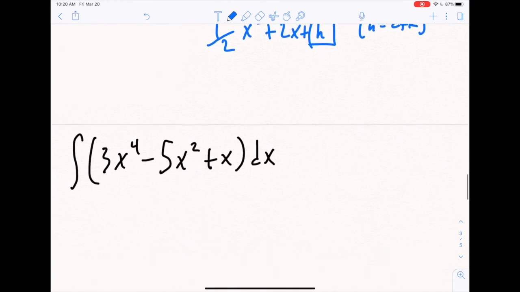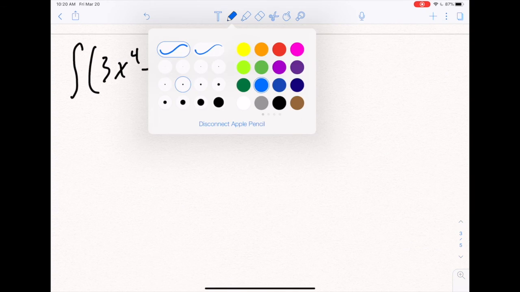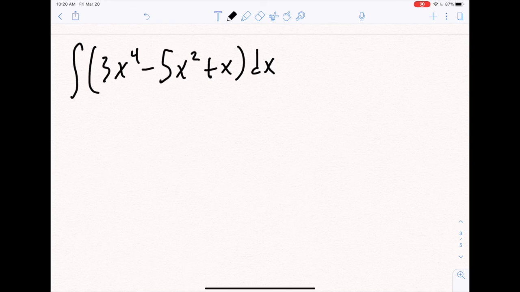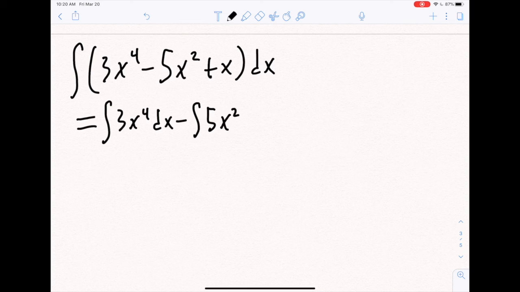Let's take a look at one final example here for this video. We want to find the integral of 3x to the 4th minus 5x squared plus x dx. So remember, integrals work really nicely over addition and subtraction. So this is the integral of 3x to the 4th power dx minus the integral of 5x squared dx plus the integral of x dx.